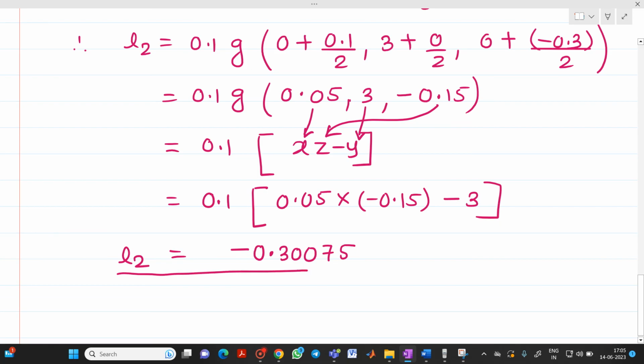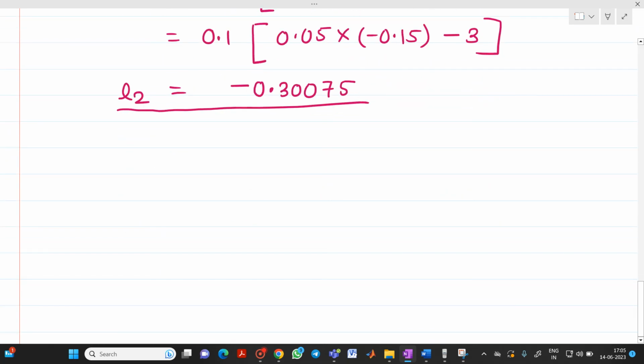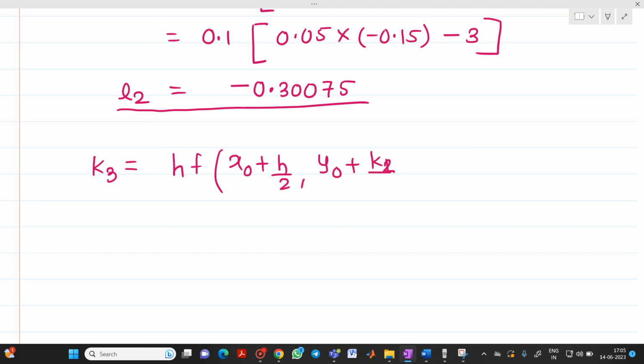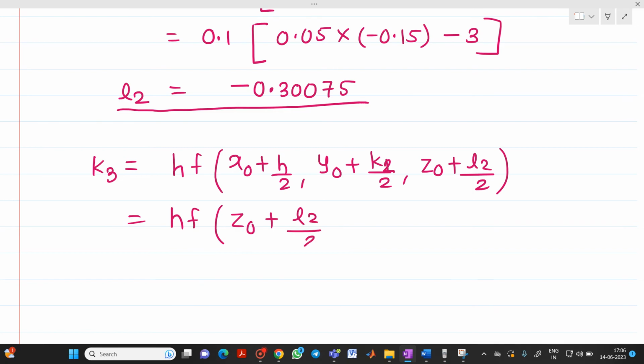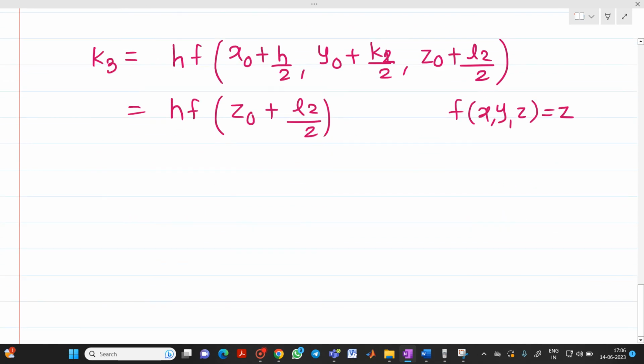Now next we have to find K3. So what will be K3? What is the formula of K3? It is h into f of x0 plus h by 2, y0 plus k2 by 2, and z0 plus L2 by 2. This is a formula that we have already seen. That is h into f of, I will take only z0 plus L2 by 2, because the function f of x comma y comma z will be equal to only z. There is no term of x and y.